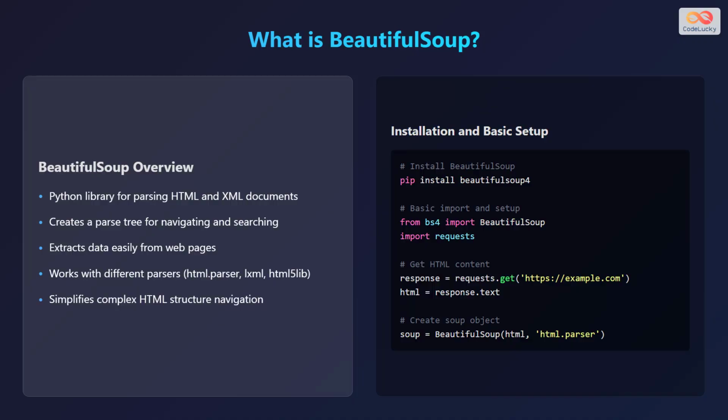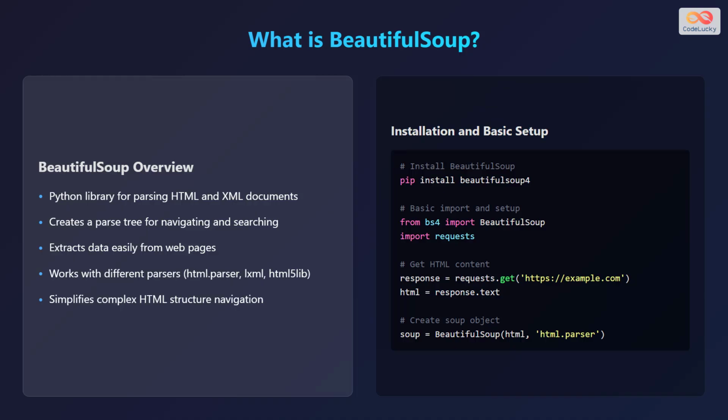Let's understand BeautifulSoup. It is a Python library designed for parsing HTML and XML documents. BeautifulSoup creates a parse tree, enabling you to navigate and search the HTML structure. It simplifies extracting data from web pages. BeautifulSoup works with different parsers like HTML parser, LXML, and HTML5lib. It simplifies navigating complex HTML structures.